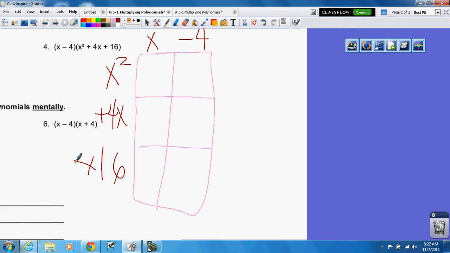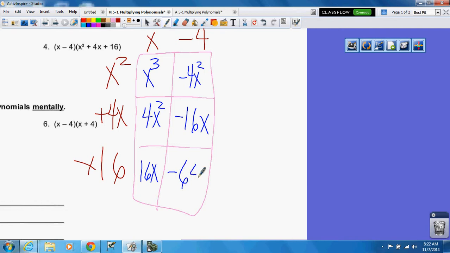So when I multiply my numbers, I'm going to end up with an x cubed, a negative 4x squared, a 4x squared, a negative 16x, another 16x, and then a negative 64. Now remember, we're still going to combine those diagonals.